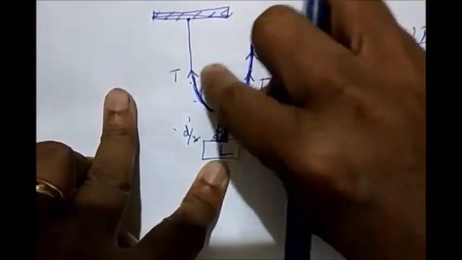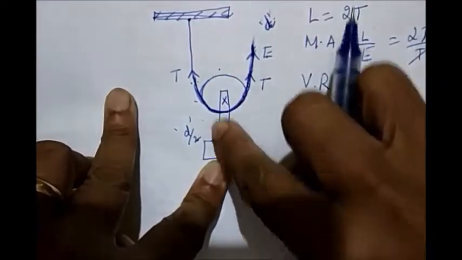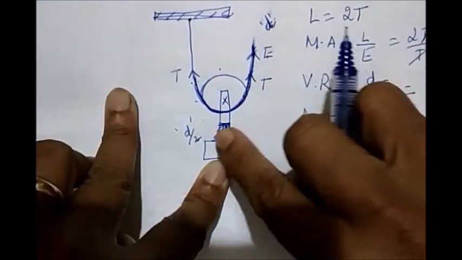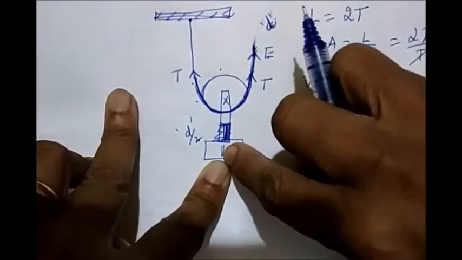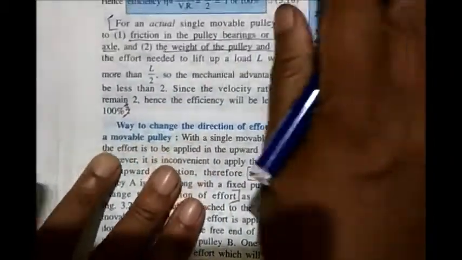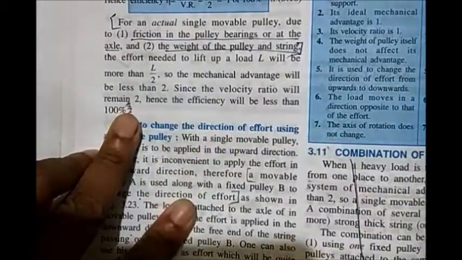So usually they will keep the weight of the pulley as less as possible so that it doesn't take much force. So this you should remember. Weight of this pulley also has to be lifted along with the load. So that also leads to efficiency not being 100%. So weight of the pulley and string.